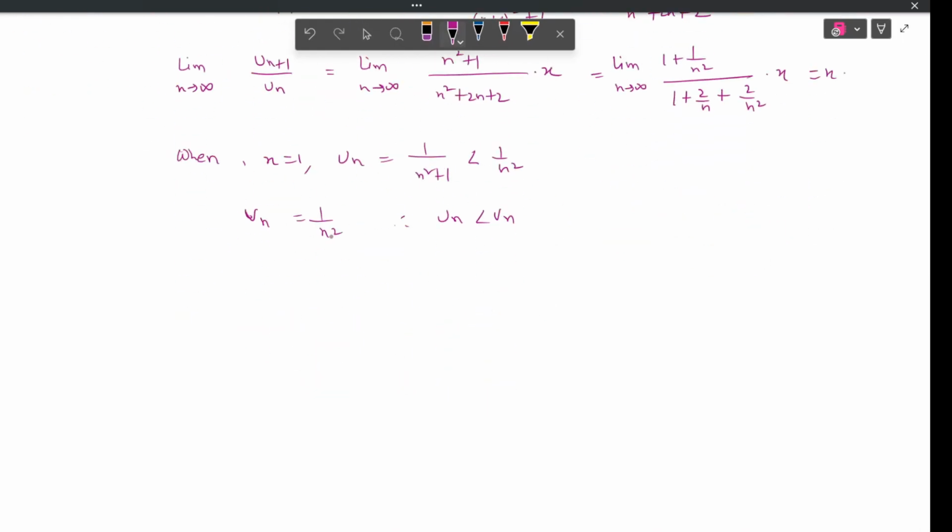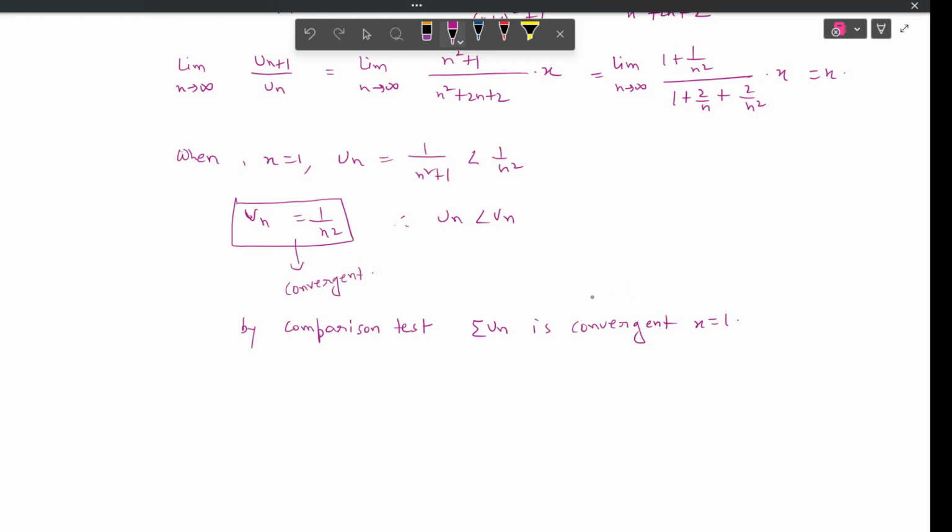But we know that v of n, 1 by n square, is convergent because it's a p series where p is 2, that is greater than 1. So v of n is convergent. Okay. So by comparison test, we can say that summation un is convergent when x is 1, right? So ultimately we can say the given series is convergent when x is less than or equal to 1.